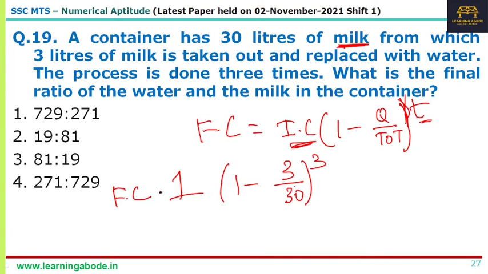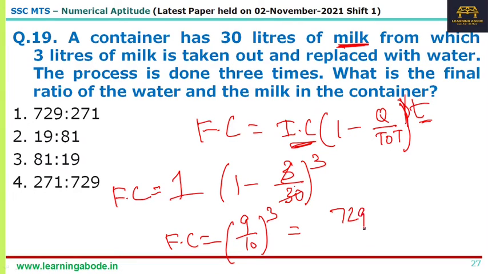Whatever is getting reduced, because you have a minus symbol here, that is what you have to write here. So final concentration equals 1 into (1 minus 3 by 30), which is 1 minus 1 by 10, which is 9 by 10, whole cube. So the final concentration is 9 by 10 cube, which is 729 by 1000. I'm sorry, the final concentration of milk here is 729 by 1000.